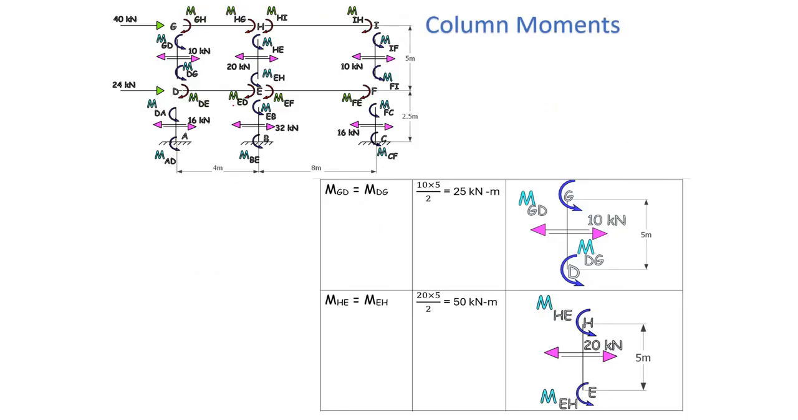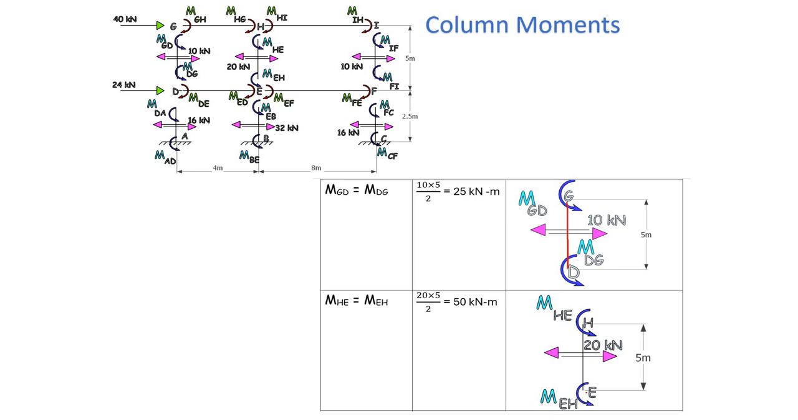Now let us take this portion GD. You can see that this is the free body diagram of the column GD, and here 10 kN is the shear acting. Now if you want to find the moment, this is 10 multiplied by the length of the column divided by 2, that is equal to 25 kNm. So MGD is equal to MDG.